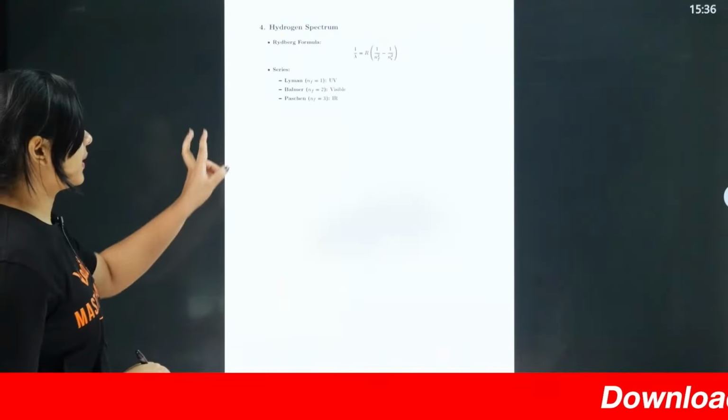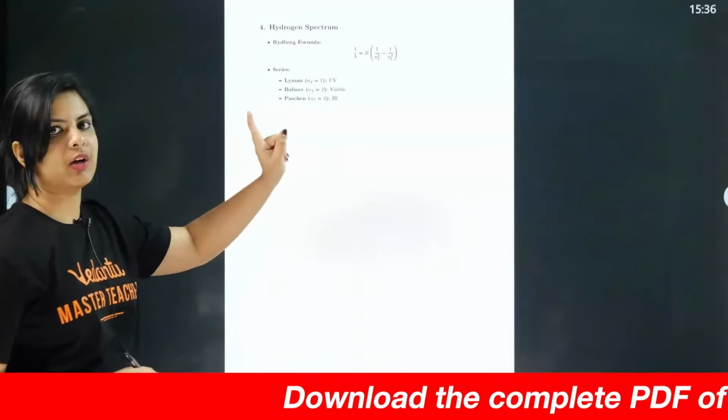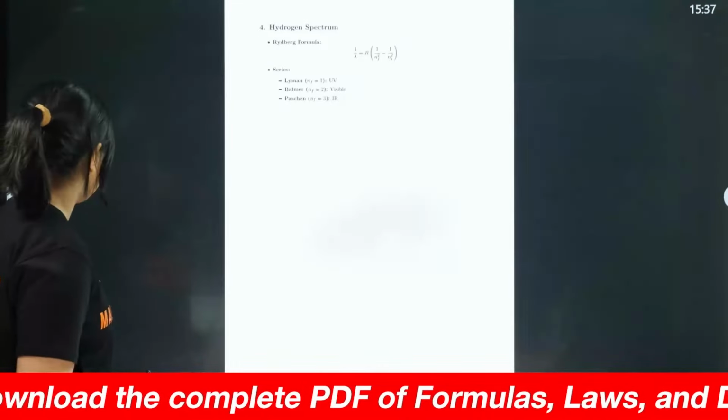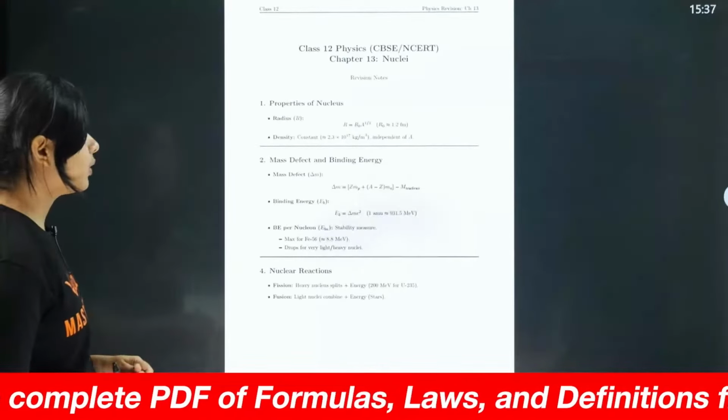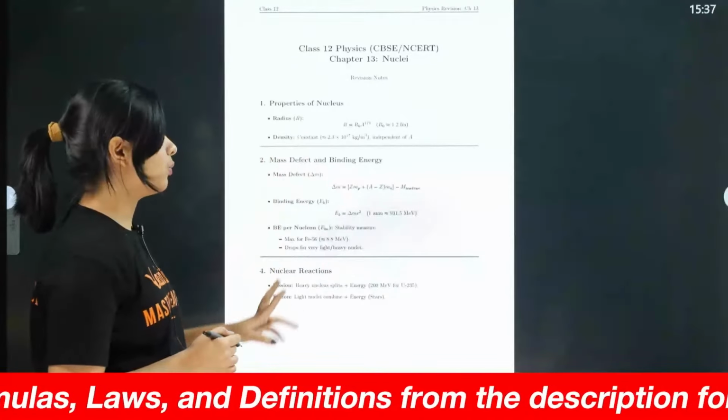Next வந்து hydrogen spectrum da, Rydberg formula வந்து ரொம்ப important, 1 by lambda which is equal to R into 1 by nf square minus 1 by ni square. Next வந்து chapter nuclear, அதுல வந்து we should know the relation for the radius, R is equal to R naught into A raised to 1 by 3.